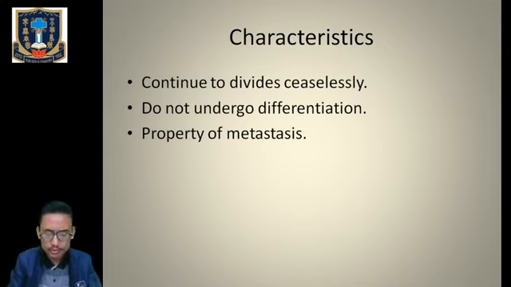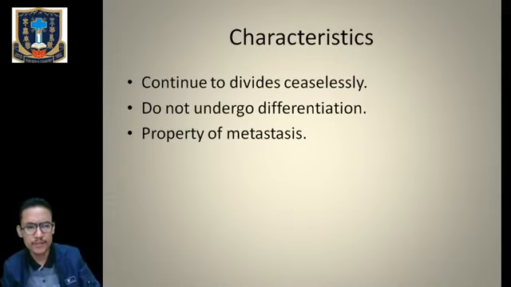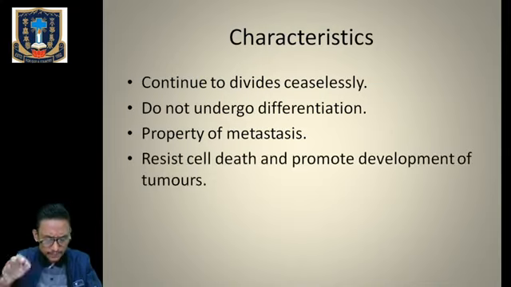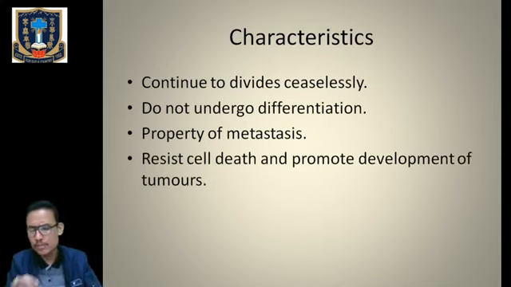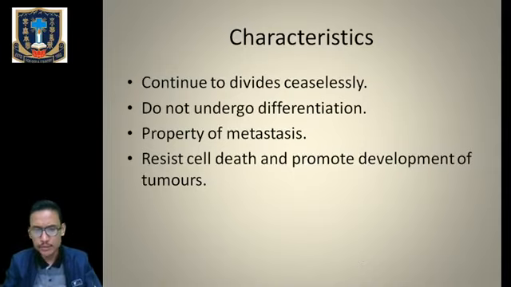Okay, so overgrowth: there will be continuous cell division, there will be overgrowth. They will invade new sites, new parts of the body, and thereby they will form the secondary tumor. Tumors we will cover afterwards. Next property is that they will resist cell death and they will promote the development of tumor. So normal cell death does not occur in the case of cancerous cells. That's why there will be massive cell growth. There will be overgrowth of cells and they will form a tumor.